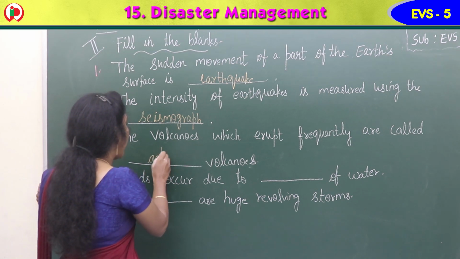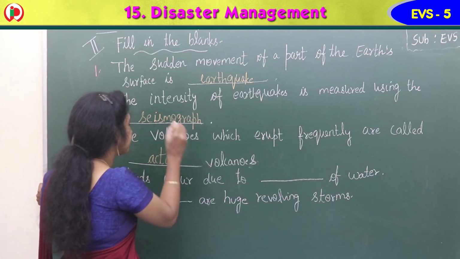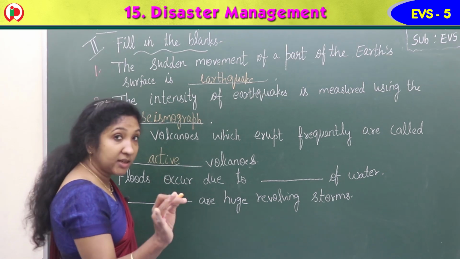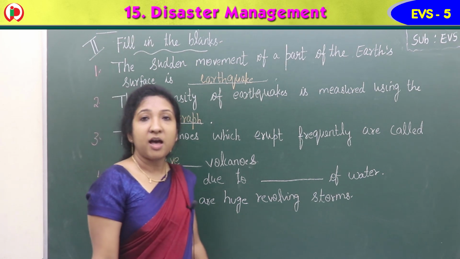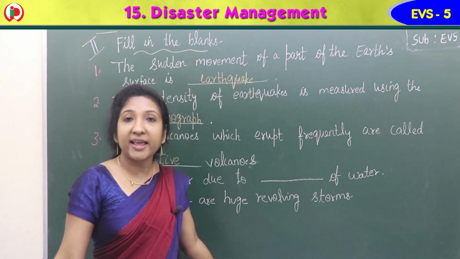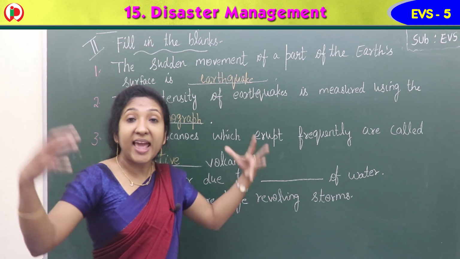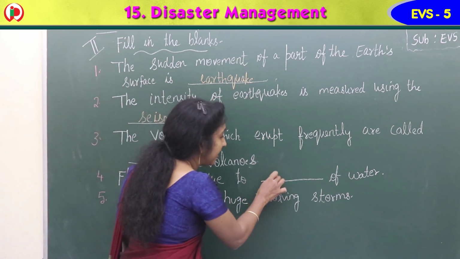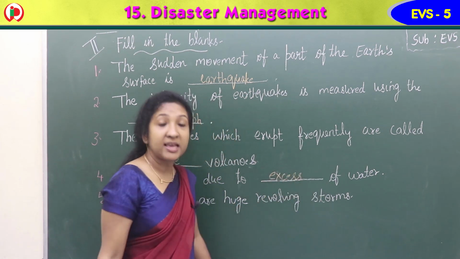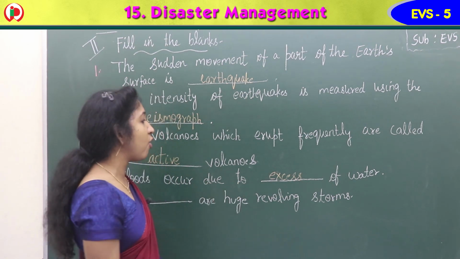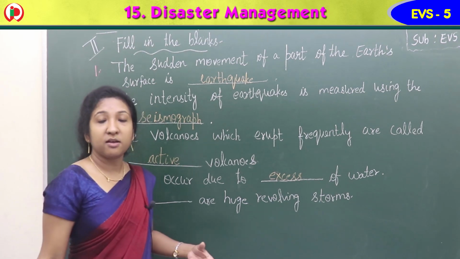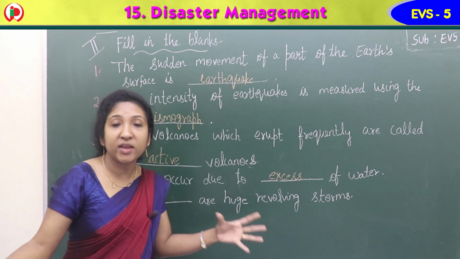A-C-T-I-V-E, active. Now the fourth one, floods occur due to dash of water. How do the floods occur? Because of the overflow of water. Means water in rivers, lakes rises more, right? Means excess of water, we say excess. Excess of water. Fifth one, dash are huge revolving storms with heavy and fast rain and wind.